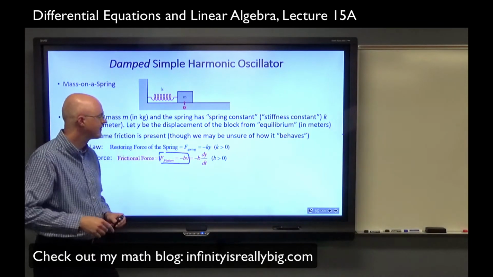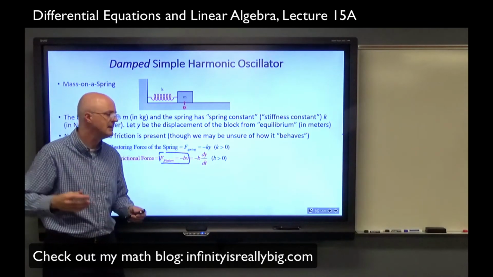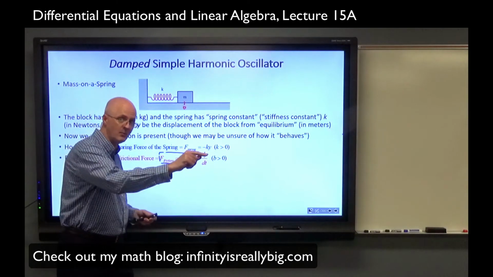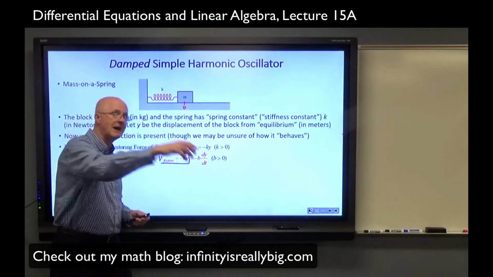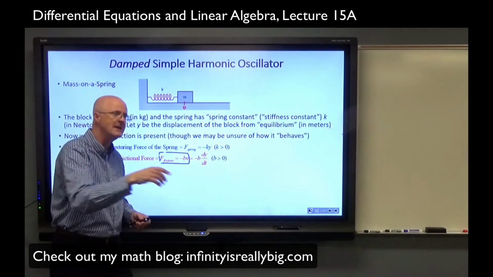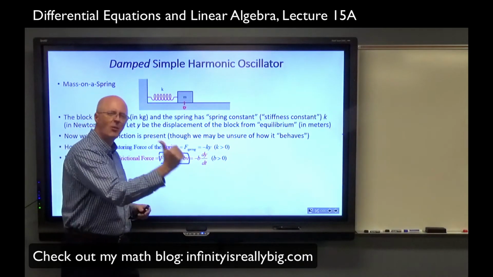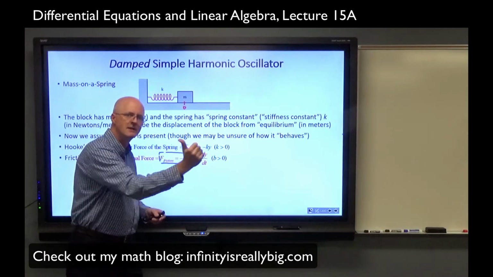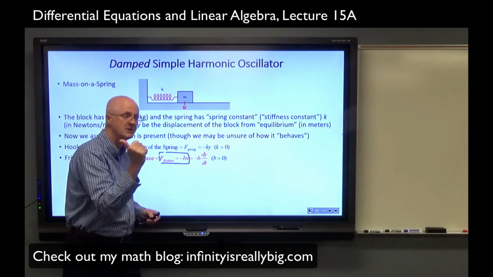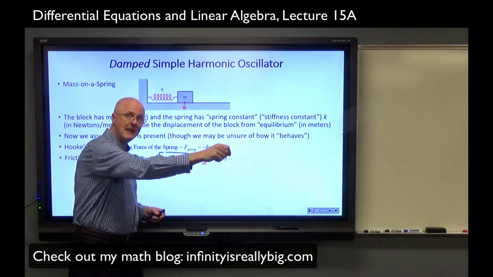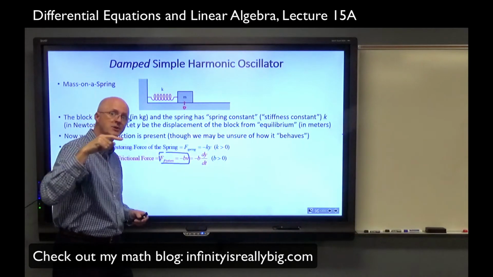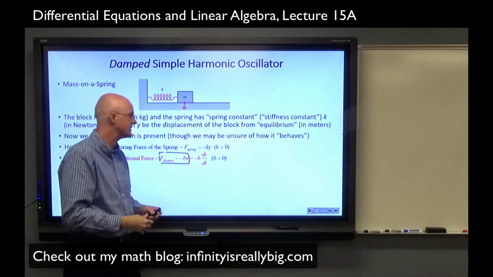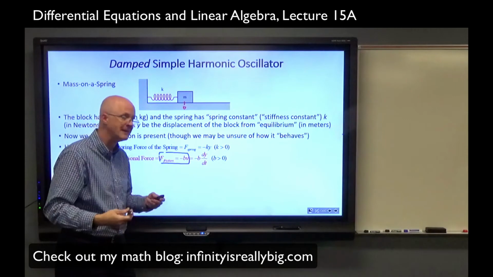Think about that. If the velocity is positive, that means the mass is moving to the right, whether its position is positive or negative doesn't matter. The frictional force wants to oppose the direction of that motion. If the velocity is positive, the frictional force points in the other direction. On the other hand, if the velocity is negative, if the mass is moving to the left, the frictional force points in the positive direction. Once again, this takes care of both cases.